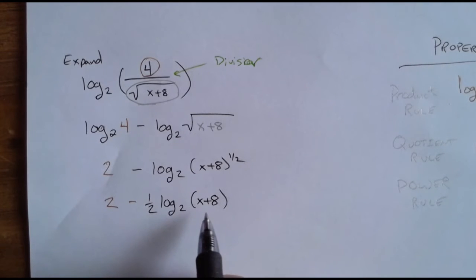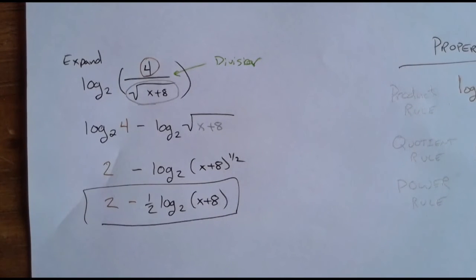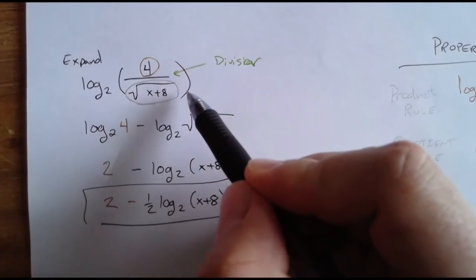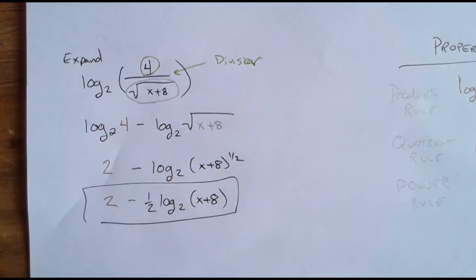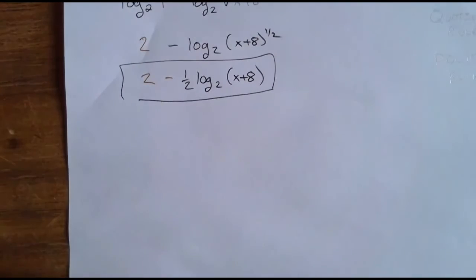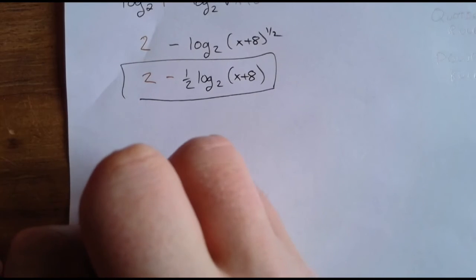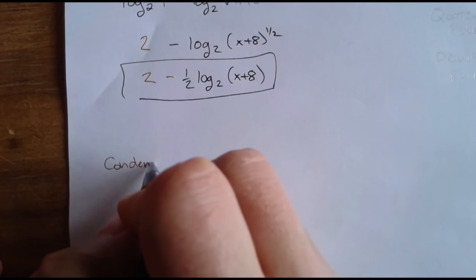Another example, where we've got an already expanded log and we want to condense it. Something like this: 2 log base b of x plus 8 log base b of y minus 1/2 log base b of z.